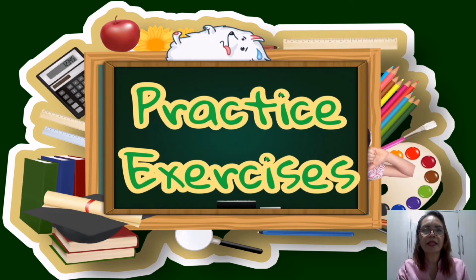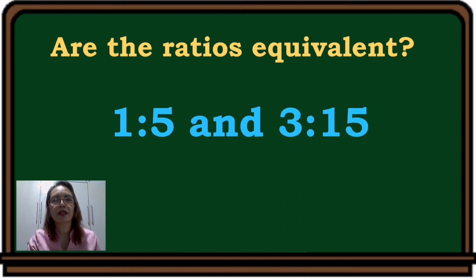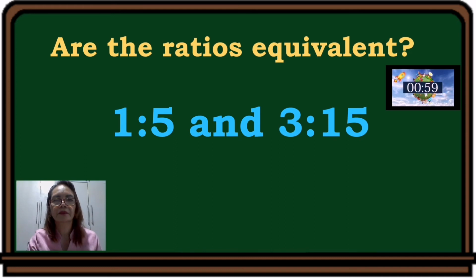It's practice time. Okay, you'll be given 1 minute to answer each question that will be posted. And then after 1 minute, we are going to show your answer on screen. So let's start with the first question. Are the ratios equivalent? 1:5 and 3:15. Your answer is just yes or no. But you have to check first before you say yes or no. I'll give you 1 minute to answer this one. Timer starts now.